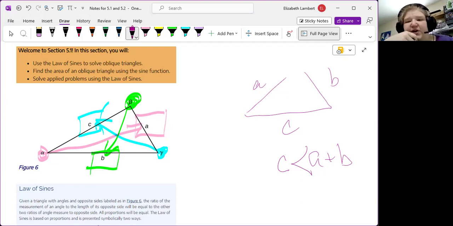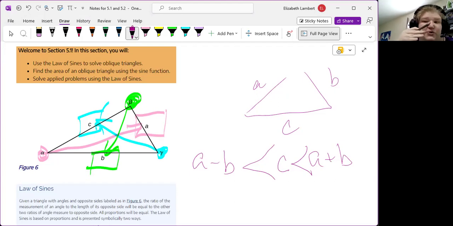So that's our first half here. The flip side is that C has to be larger than A minus B for the same reason. If I attach this B side onto the A and then the C is too small, it's all not going to reach. It won't make a triangle. So this is true regardless of whether you have a 90-degree angle or not. So one side always has to be between the sum and the difference of the other two sides.